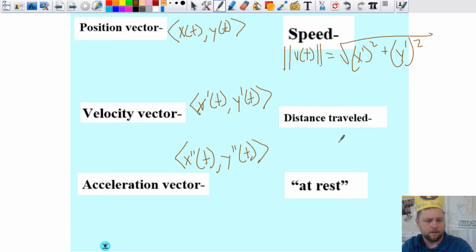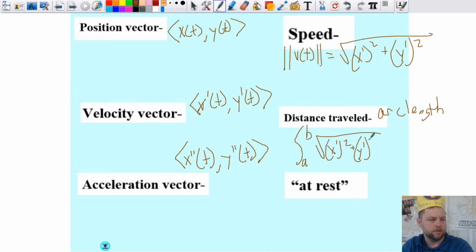In fact, distance traveled is the arc length. So if we have a parametric equation and I'm traveling on it from A to B, it's the integral from A to B of the square root of x prime squared plus y prime squared. So distance traveled is the arc length basically. Speed is this magnitude, the absolute value of the velocity. So think distance formula.